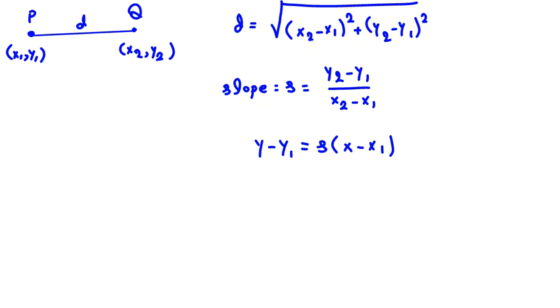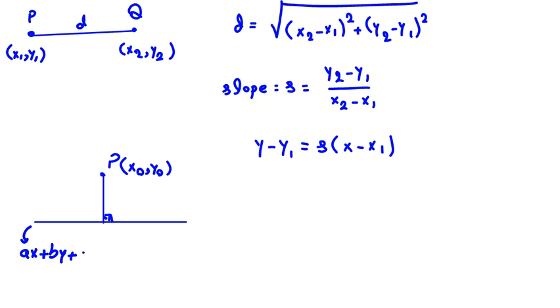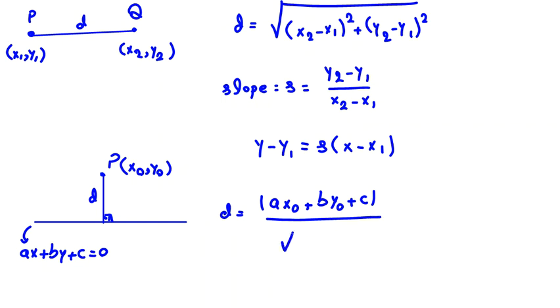Okay. Sometimes we want to find the distance of a point to this line. So suppose this point is (x0, y0), and the equation of this line is ax plus by plus c equal to 0. So the distance d here is equal to the absolute value of a x0, you plug in x0, y0 in this equation, plus b y0 plus c, over the square root of a squared plus b squared.